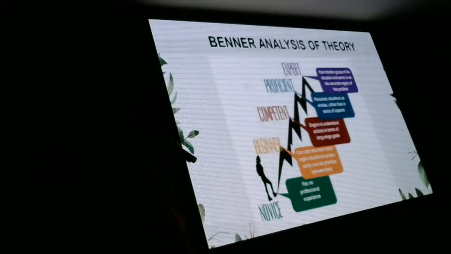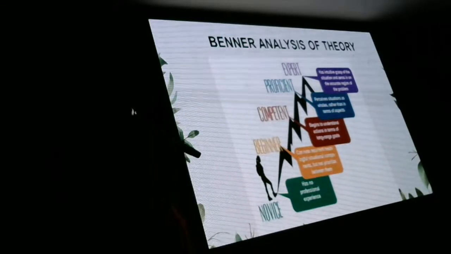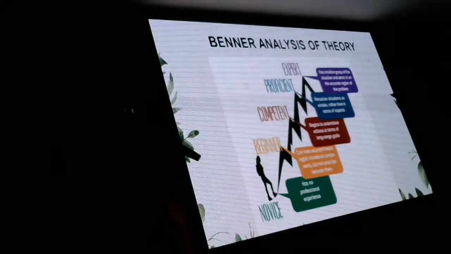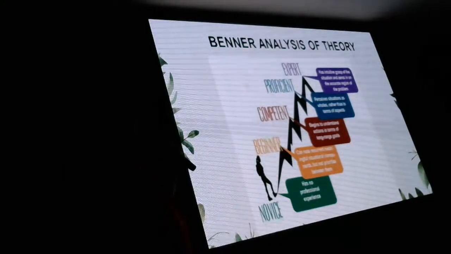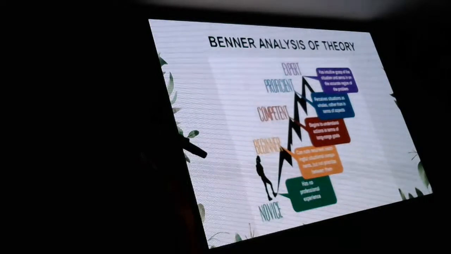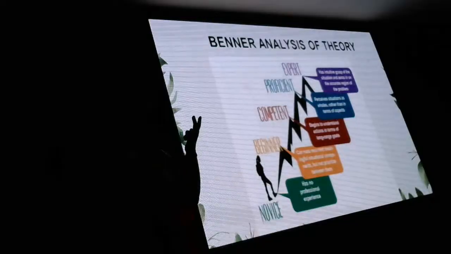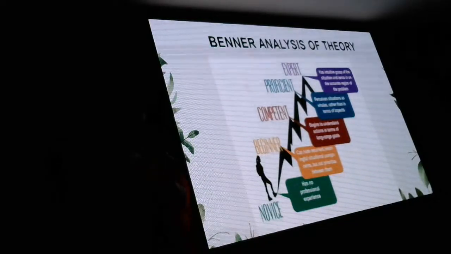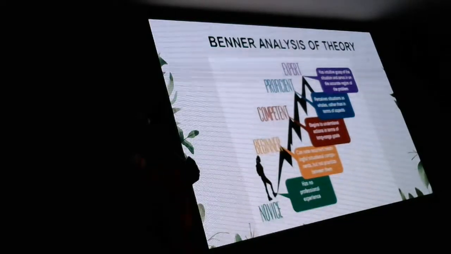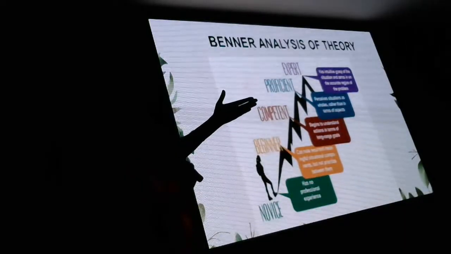Then what is proficient? They perceive the situation as a whole rather than in terms of aspects. The personality develops, right? The expert has an intuitive grasp of the whole situation and acts accordingly. See how a final year BSc student and a beginner of 1 or 2 years compare. Final years are there, internship students.